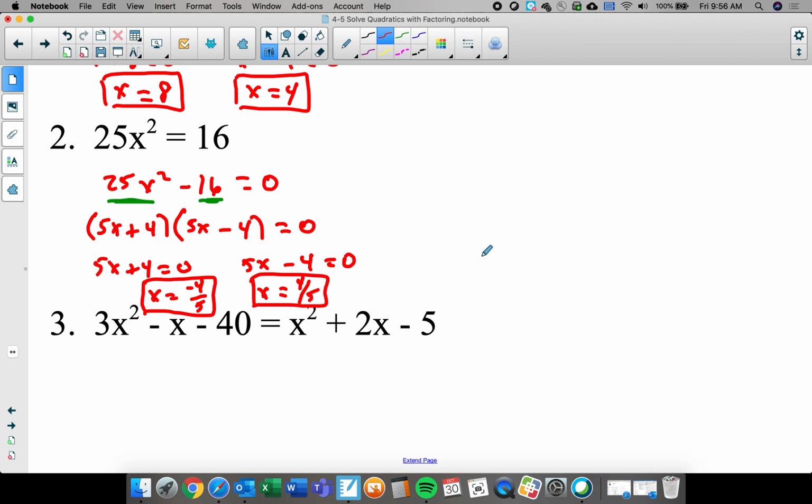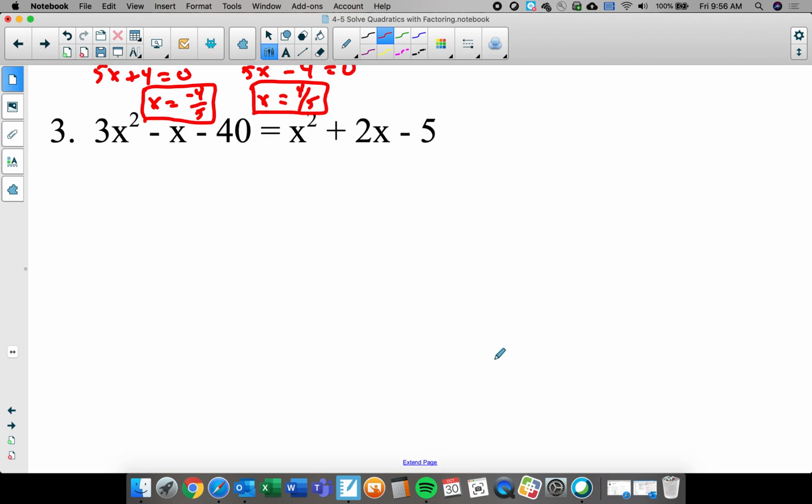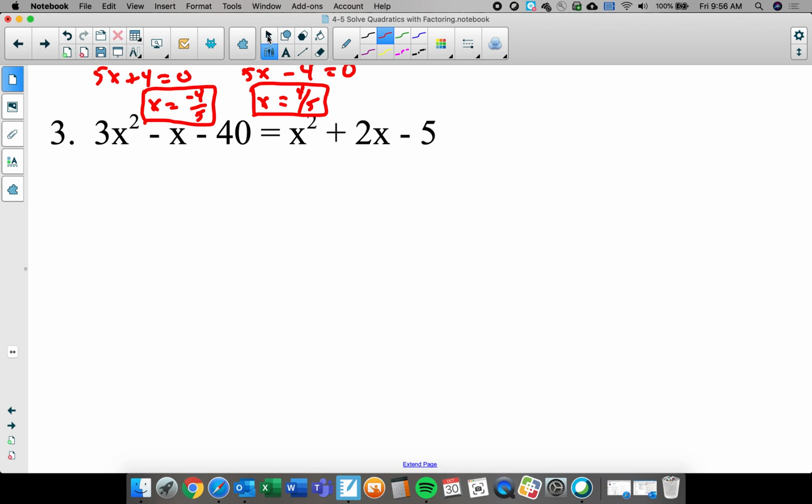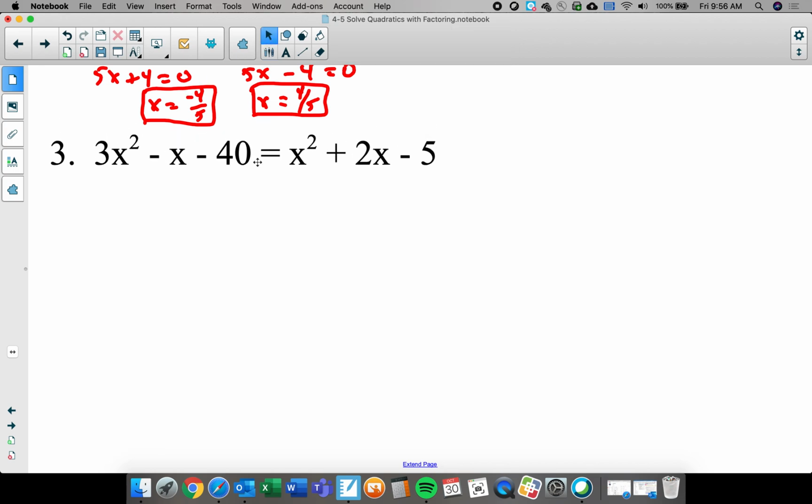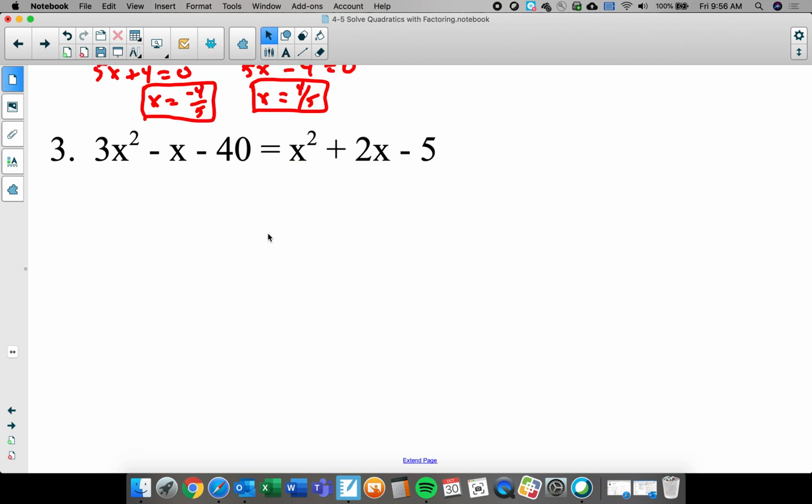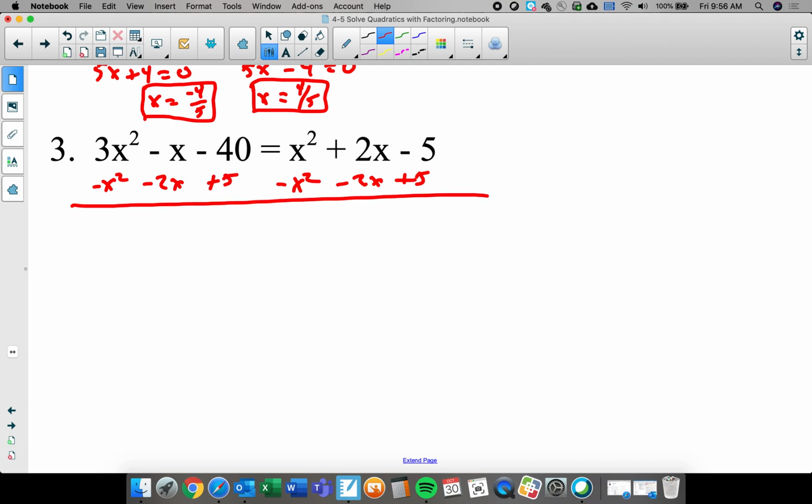Okay. If we keep going, let's do one more together here. This last one, same kind of idea, but now we have to go through, and let me move this down just a little bit. But now we have to go through and, again, get it equal to 0 as step number 1. And then from there we can factor. So I'm going to subtract over that x squared. I'm going to subtract over the 2x. And I'm going to add the 5. Those will all cancel out. Here I'm going to end up with 2x squared minus 3x minus 35 equal to 0.